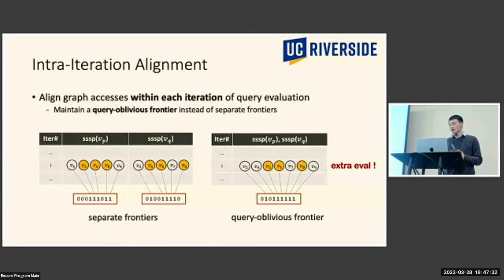However, you may have some concerns with this design because here, for the vertices that are not activated by all the queries, you may have to do some extra evaluations.